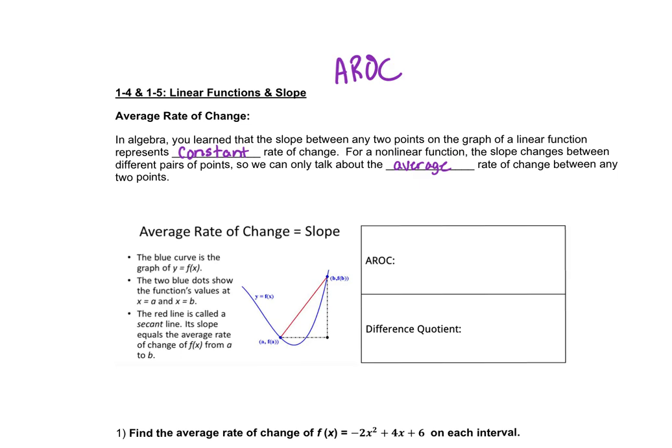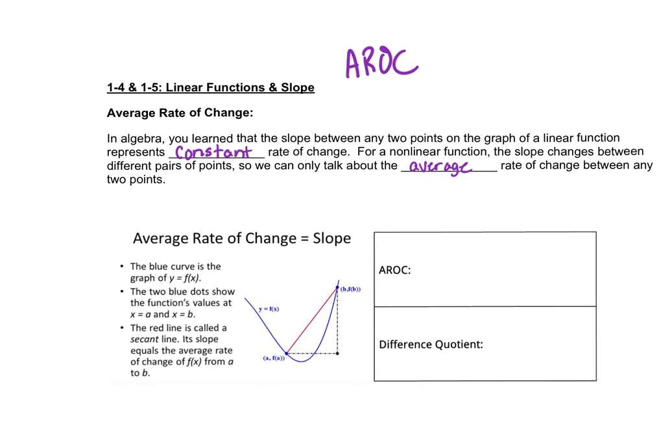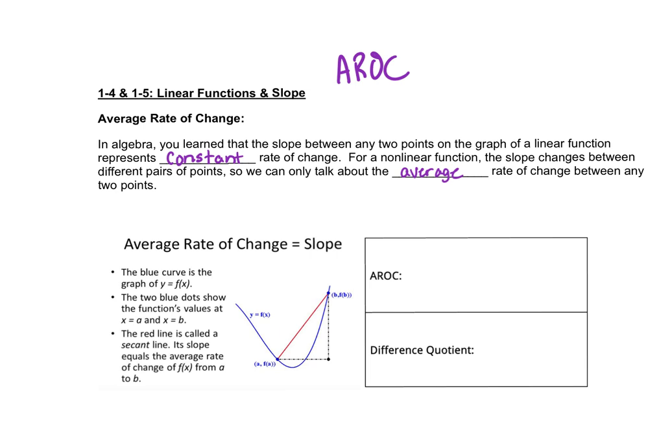Okay, so average rate of change, or AROC, if you notice what it says here, it says in algebra, guys, we've looked at stuff that's linear, right? You've learned that the slope between any 2 points on the graph of a linear function has a constant rate of change. Our slope is the same regardless of any 2 points we choose on a line, our slope will always be the same, right?